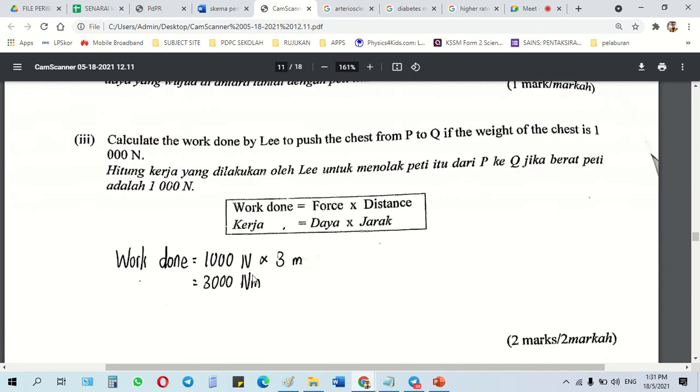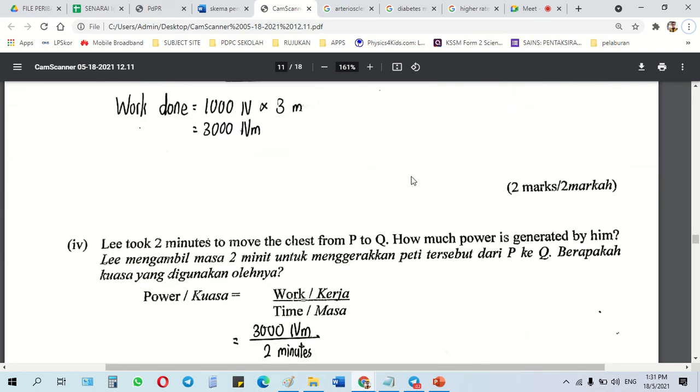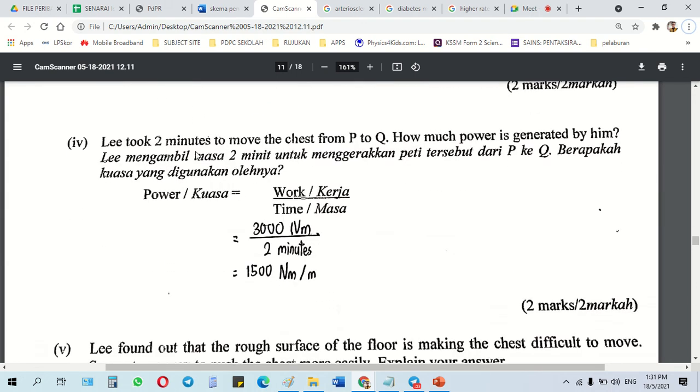Ataupun you boleh buat macam ni lah. Kalau tak tahu dia punya unit, boleh gunakan force Newton, distance meter. So dapat 3000 Newton meter. Kalau let's say the distance dia gunakan centimeter, beware, you mesti convert pada meter. Anything with the calculation mesti guna SI unit. Okay. Tapi kalau yang ni kita biasa bagi tahu kalau work done kita gunakan unit joule. Ni pun betul lah, tak ada masalah. So 2 marks, correct.